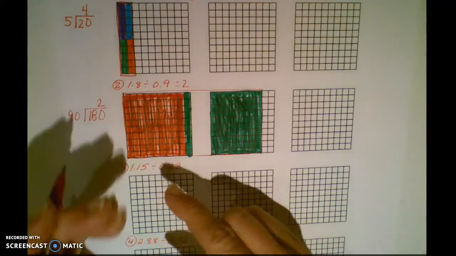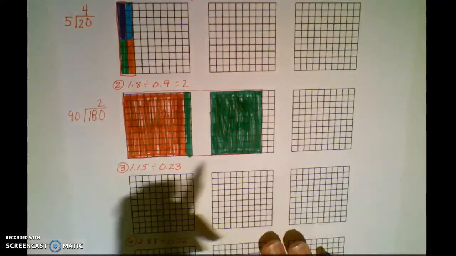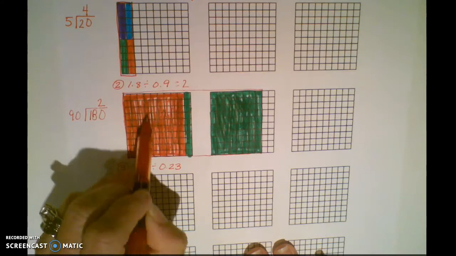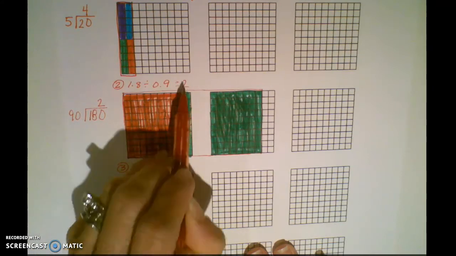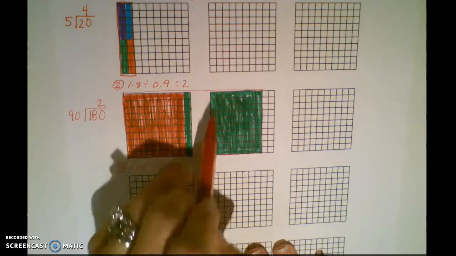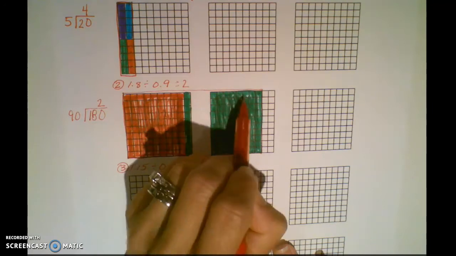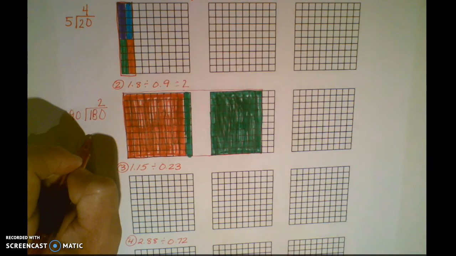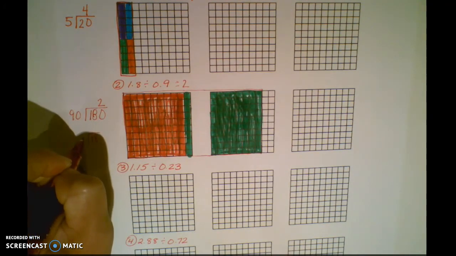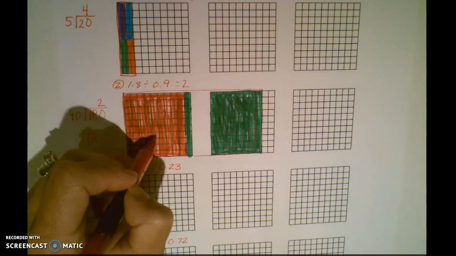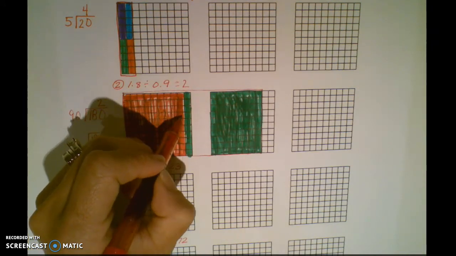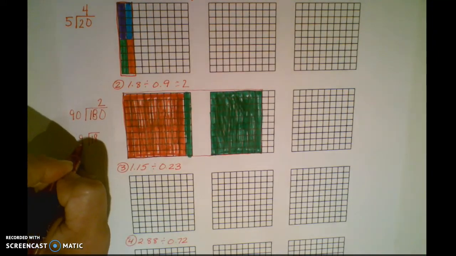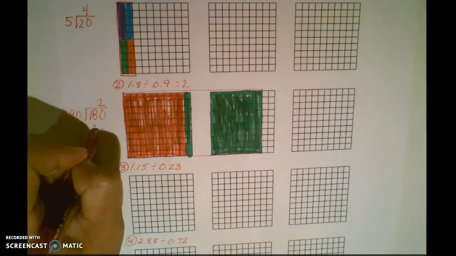You might also think of it in terms of how many columns we have. We had 1, 2, 3, 4, 5, 6, 7, 8, 9, 10, 11, 12, 13, 14, 15, 16, 17, 18 full columns. So you might have thought of the division problem as 18 columns divided by, well, 9/10 was 1, 2, 3, 4, 5, 6, 7, 8, 9 columns. 18 divided by 9 is 2.